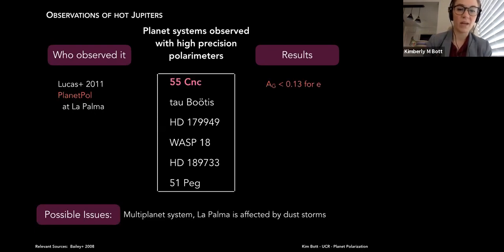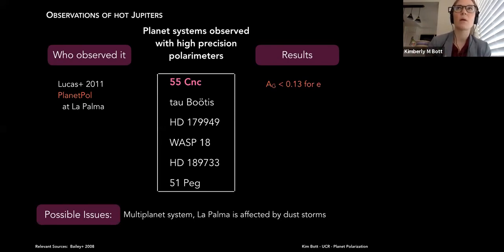First we have the 55 Cancri system that was observed by a British group with the PlanetPol polarimeter at La Palma. And La Palma, you'll see me bring this up a few times, is affected by Saharan dust. So that's certainly something to consider anytime that you see observations happening there. Of course, this is also a multi-planet system, which is just inherently more difficult to pick out phase curves from. I believe the reason that this was one of the first exoplanets where polarimetry was attempted is because it was one of the first systems.